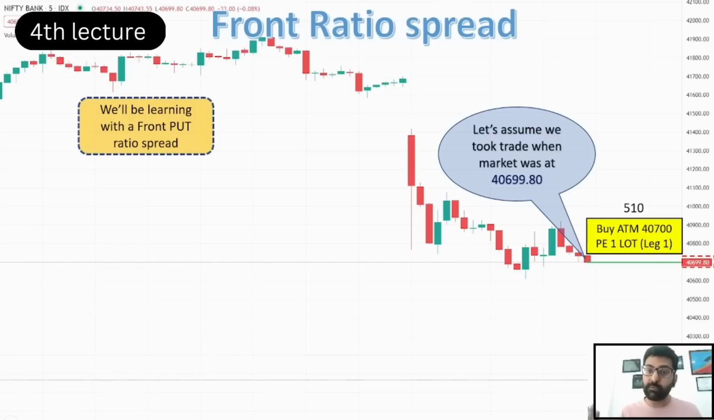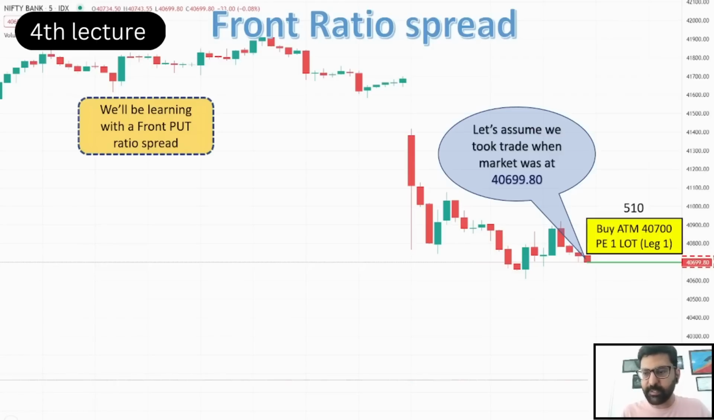So if our view would have been that the market seems to be having very good momentum, there could be a big fall, I would have gone with a debit spread, right? But here the view is that it could go down, but it could bounce back as well, or the down movement is not too much. So here we're going to create a ratio spread.